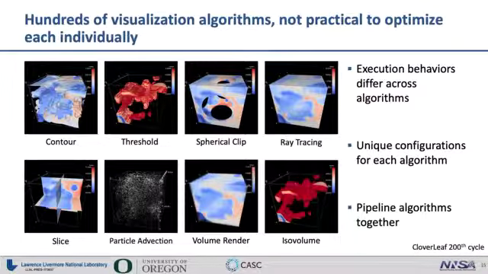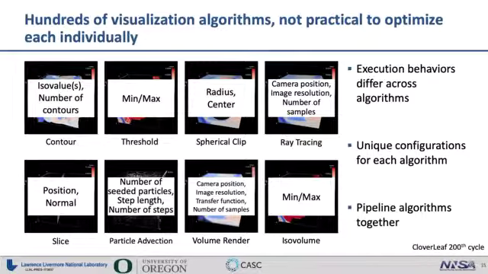Visualization workloads are different than that of the simulation, which typically have one key loop that can be optimized for better performance. The visualization community, on the other hand, has hundreds of different visualization operations, and the execution behaviors of these operations are highly variable from one operation to the next. Further complicating this space are the different configurations that you can select for each of these operations, depending on what you as the user are most interested in seeing.